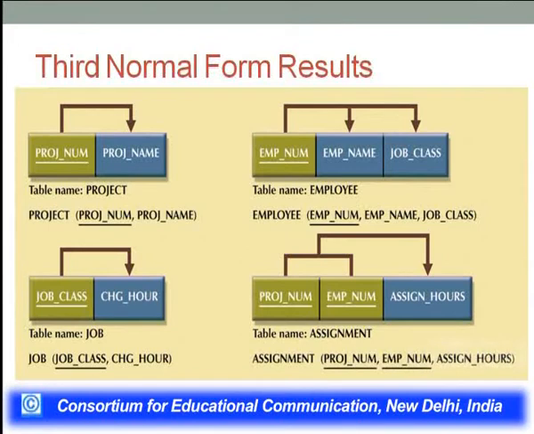This is important to note here because this was a transitive dependency in the second normal form between job class and charge per hour. So, we have created a new table called job, where job class becomes the primary key and charge per hour is dependent on it. Therefore, the dependency has now converted from transitive dependency to functional dependency, and our table qualifies to be in the third normal form.